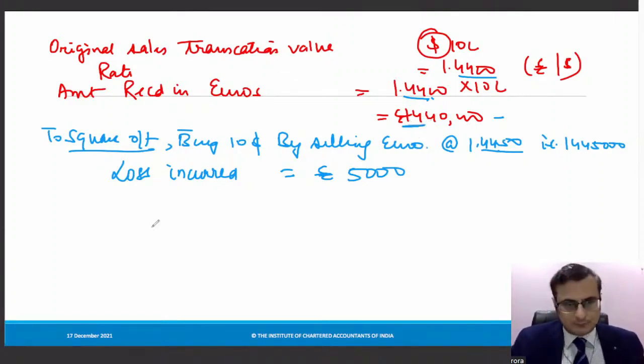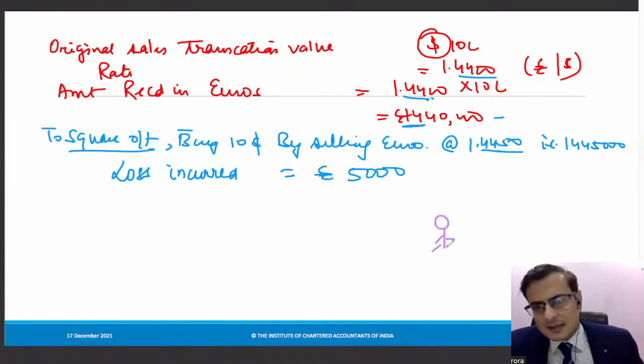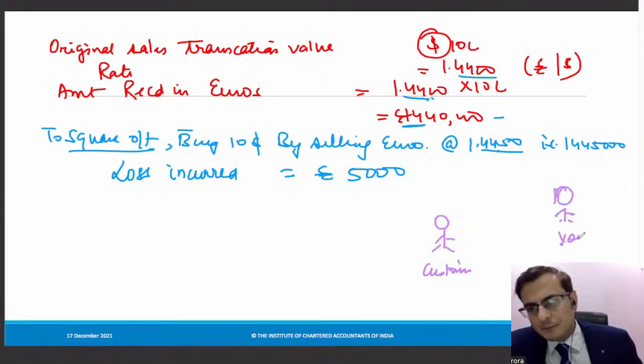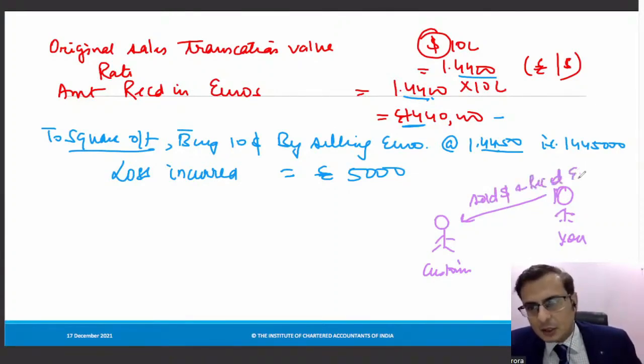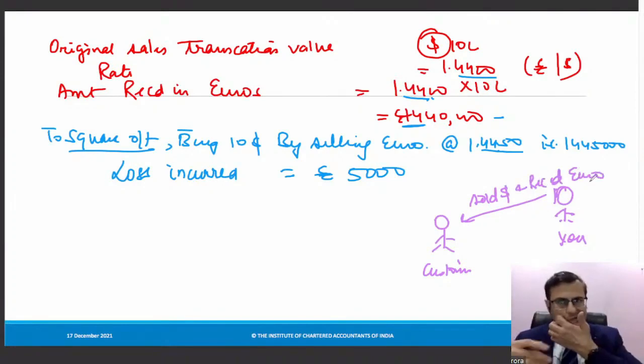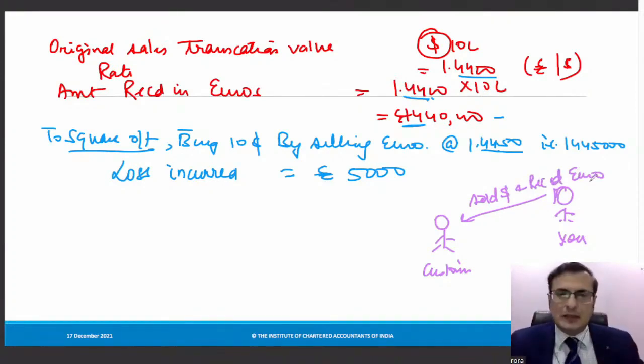So let me write the framework over here. What actually happened? This was the customer. To whom? This is you. You sold him what? Dollars. And received euro. Clear, right? Sold dollars, got euros.